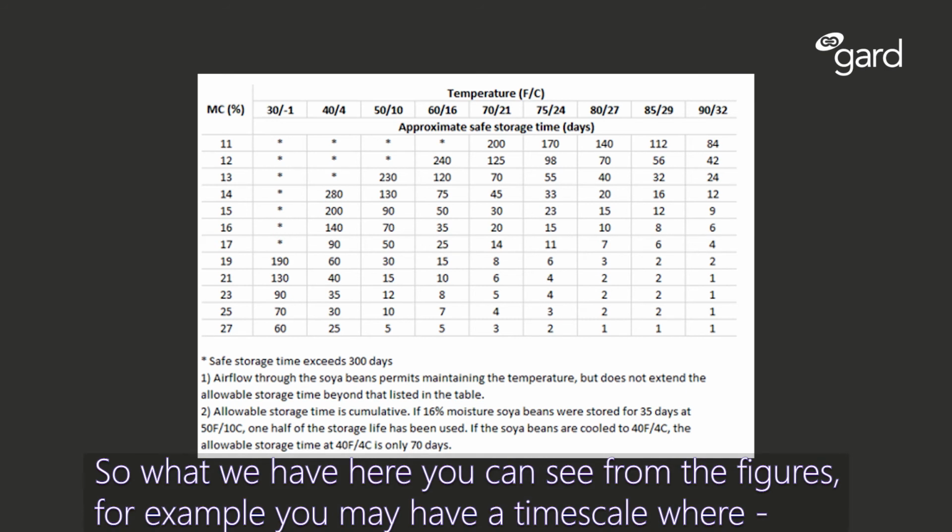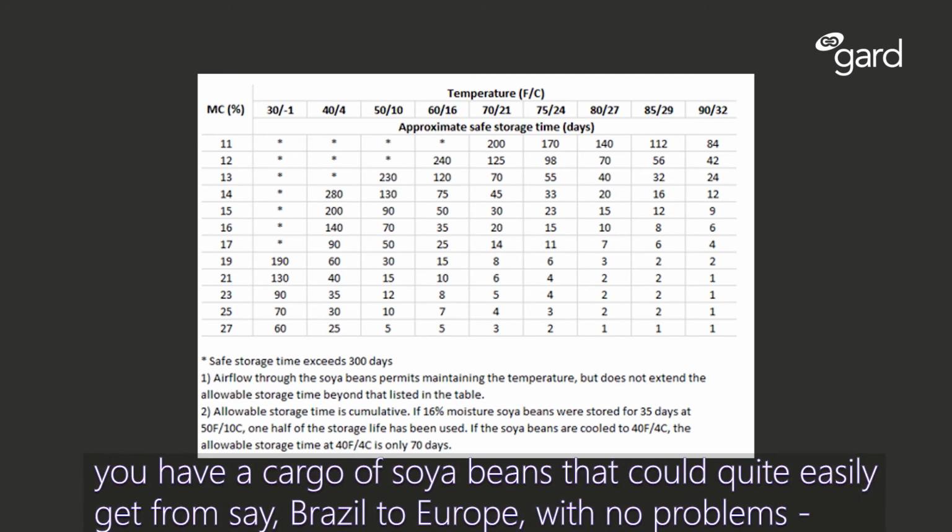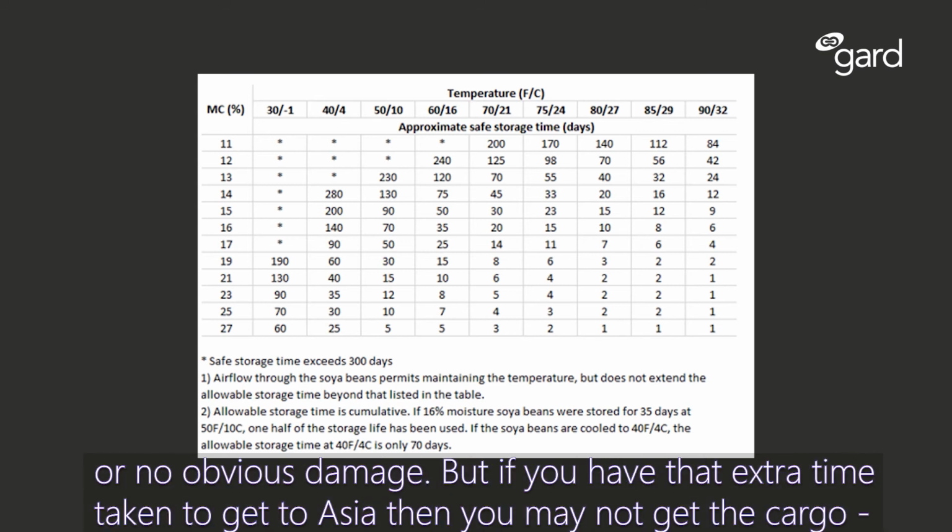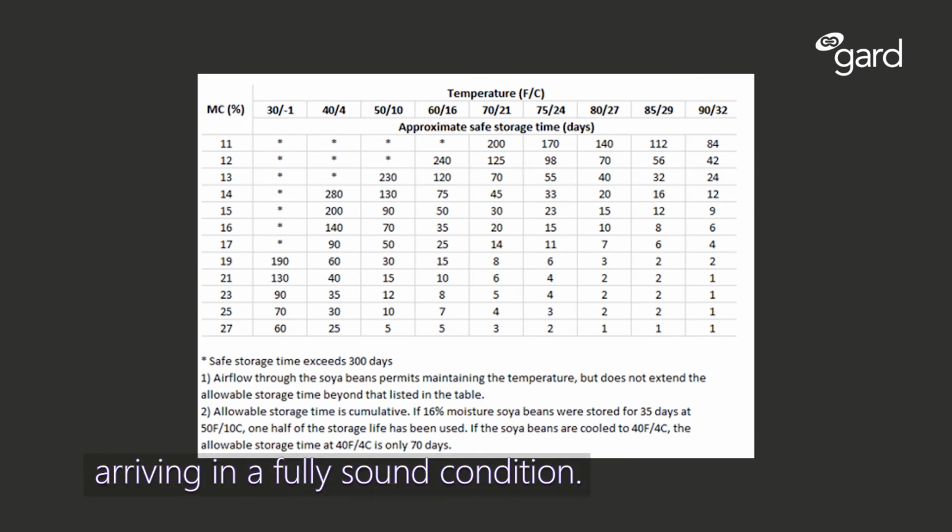What we have here, you can see from the figures, for example, is that you may have a time scale where a cargo of soybeans could quite easily get from, say, Brazil to Europe with no obvious damage. But if you have that extra time taken, for example, to get to Asia, then you may not get the cargo arriving in a fully sound condition.